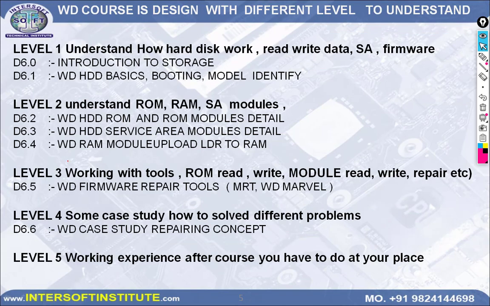Next, we have designed the course in different levels to understand, meaning step by step. Level 1 is understanding how a hard disk works, reads and writes data, the internal parts, service area, firmware, families, and so on. The first portion is an introduction to storage: how data is stored, what firmware is, where the firmware is stored, what the service area is, what the user area is, MBR, CHS, calculation, translator. Then how the hard disk boots, what the families and model numbers are, and what families mean, we will explain in this.